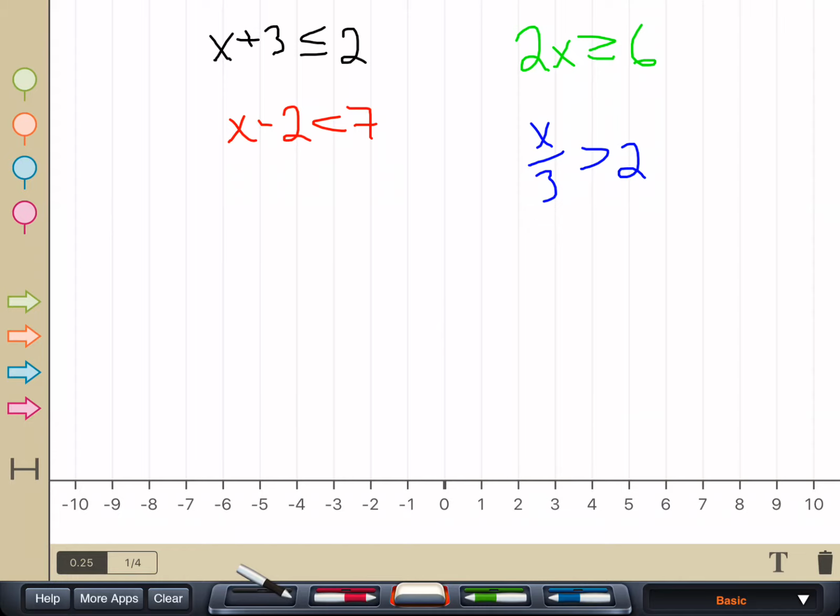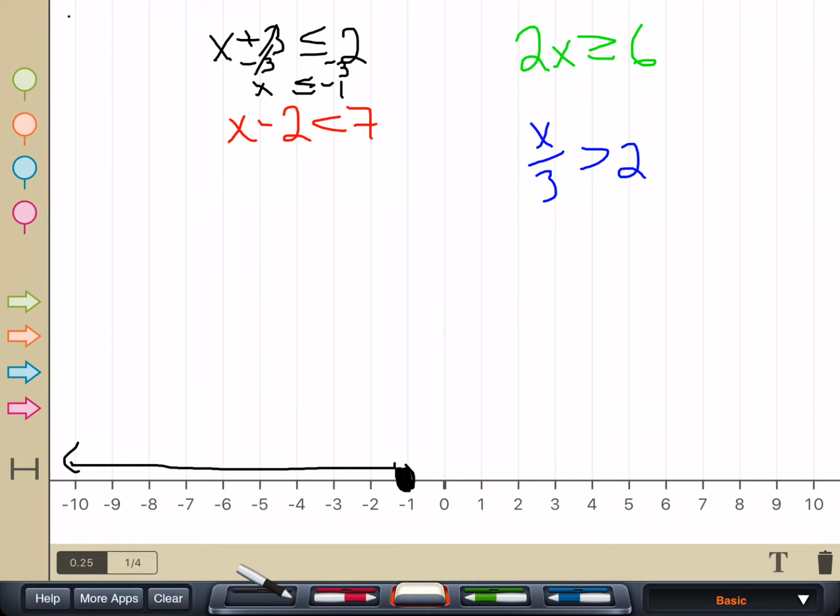So for the first one, I want x to be alone, so I'm going to subtract 3 from each side. And that's going to leave me with x is less than or equal to -1. So if I graph that, it can be -1. It can also be less than -1. So there is the graph for that inequality right there.